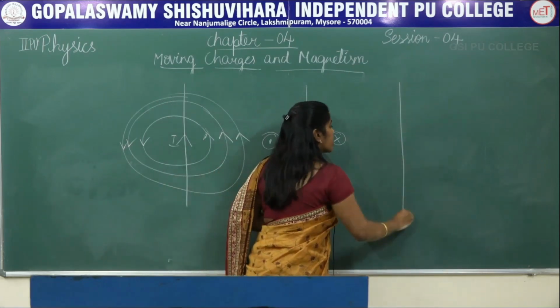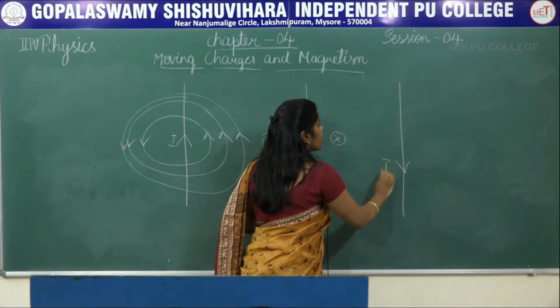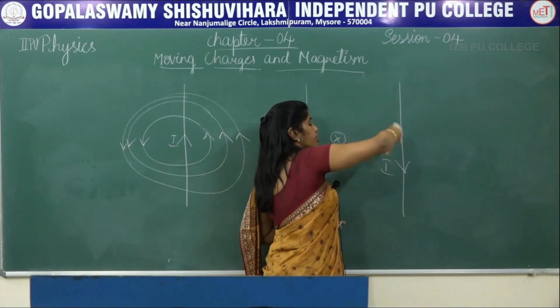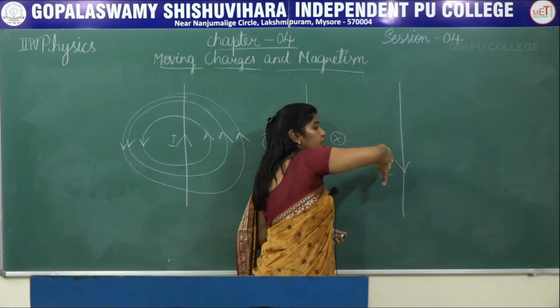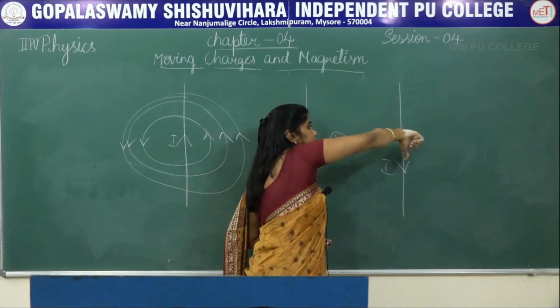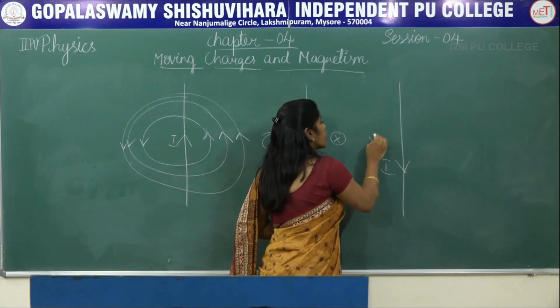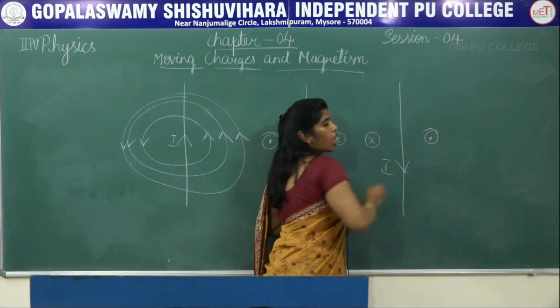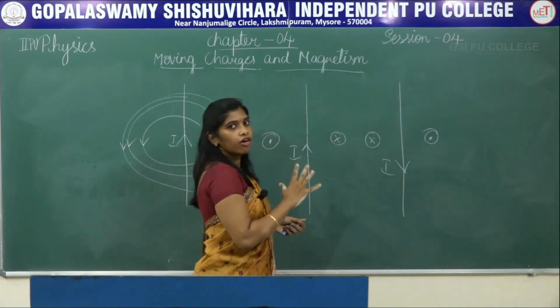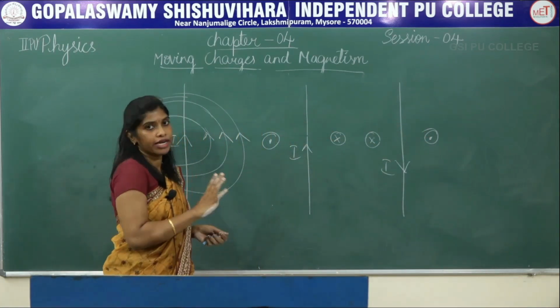So the magnetic field is going in, coming out, going in, coming out. If the direction of the current is reversed, say it is downwards, then my thumb should be pointed in the downward direction, and you can see my fingers, they are curling in this direction. That means it is going into and coming out. So in, out. So this is how I will find the direction of the magnetic field.